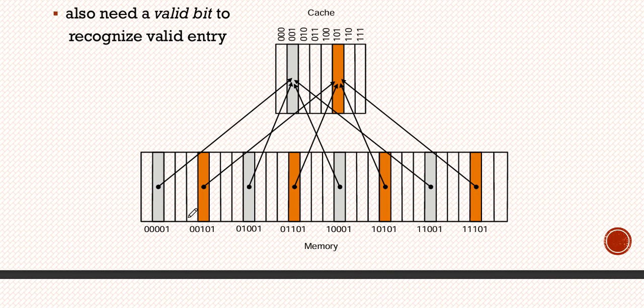Now, the reason why this one and this one map to the same place in the cache is that this is 1. 1 modulo 8 is what? 1. The location here is what? 1. And this is, I think, 9. 9 modulo 8 is what? 1. The location here is what? 1. Do you get it?